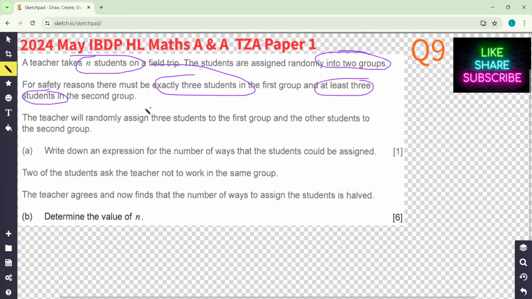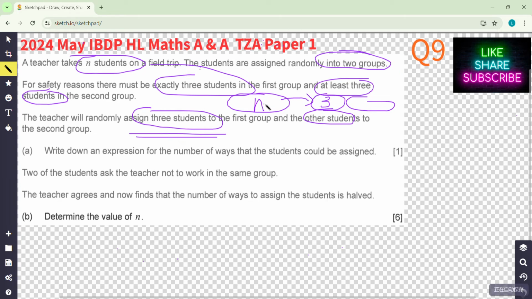And randomly assign 3 students to the first group, and the others will go to the second group. That's it. So this is the determining factor: assigning 3 students out of n. So from n students, 3 go to the first group, and the second group is the rest. So the number of ways is choosing 3 students out of a group of n students. Permutation or combination? Does the sequence of choosing matter? No, it doesn't. So combination.